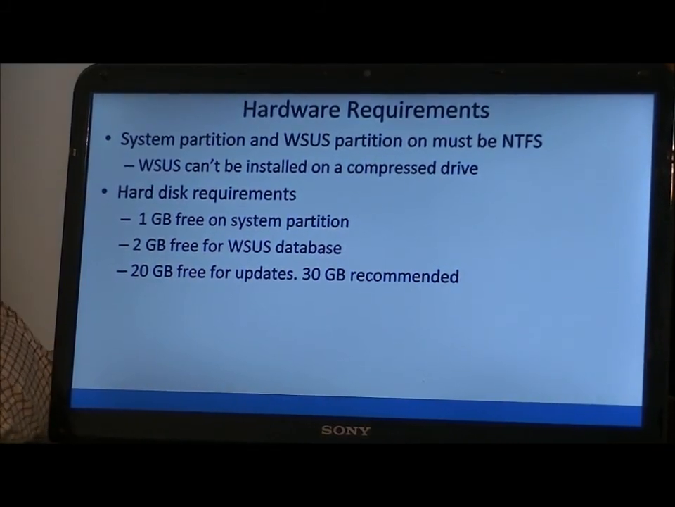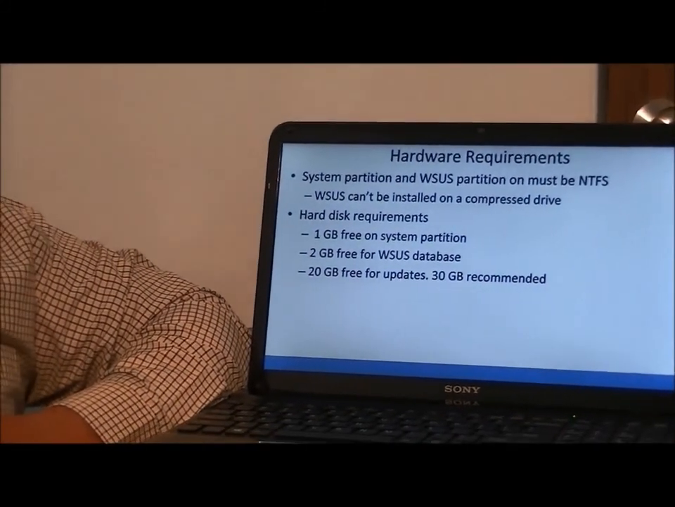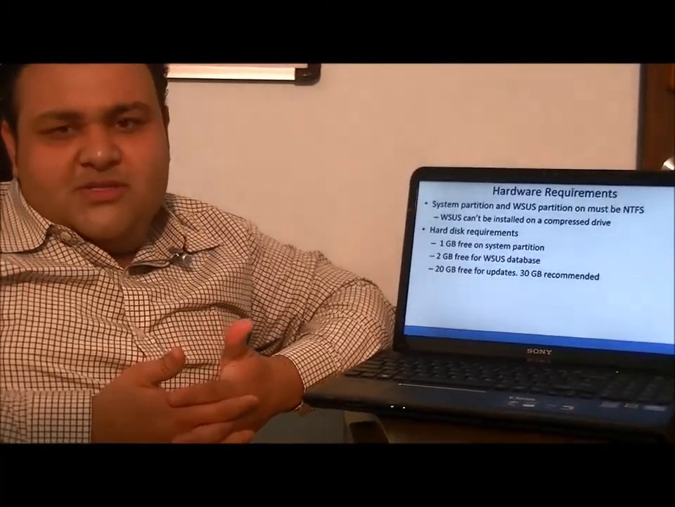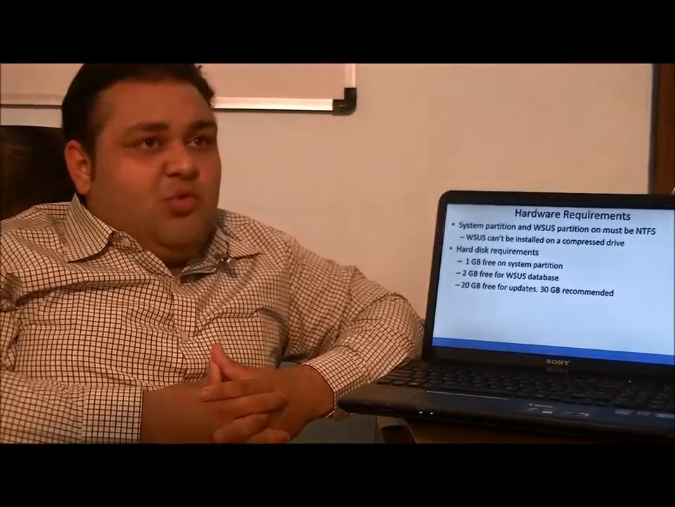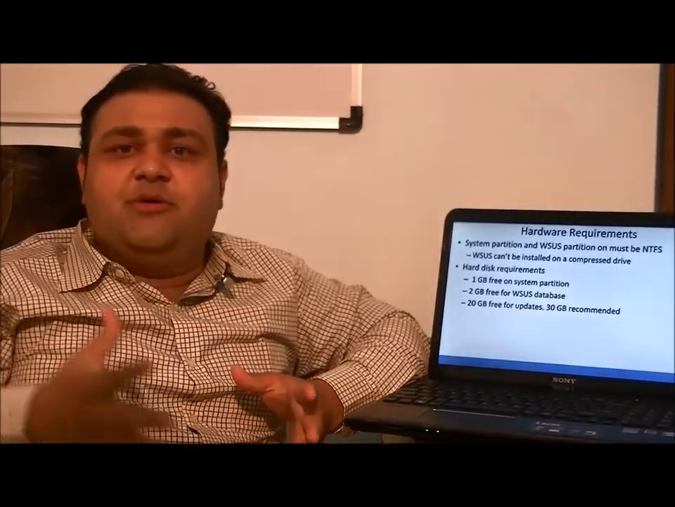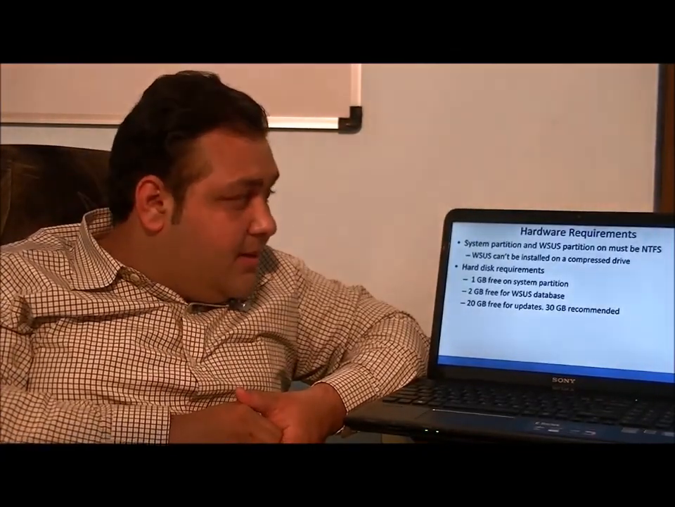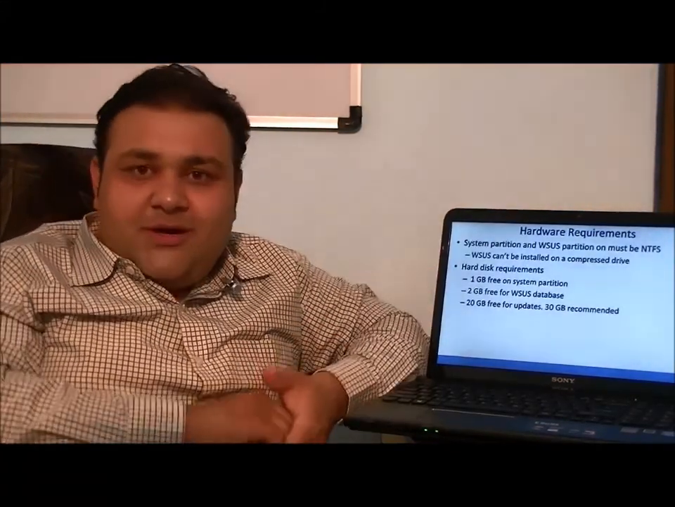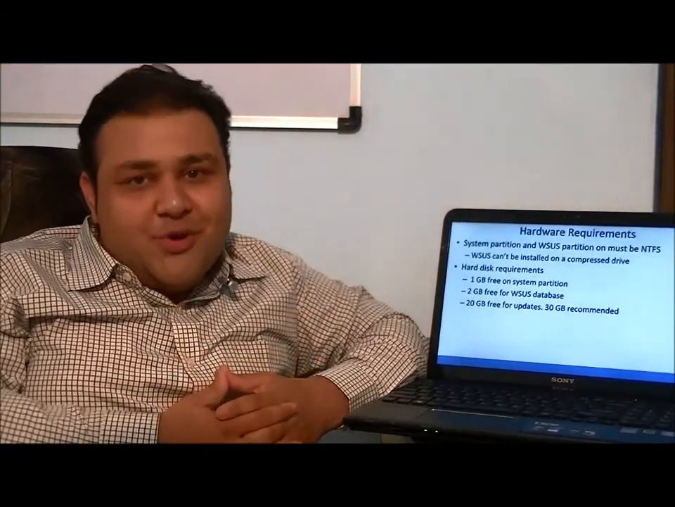Next are the hard disk requirements. The system partition should have a minimum of 1 GB of free space. For the WSUS database, we should have a minimum of 2 GB of free space. And finally, 20 to 30 GB of free space is recommended on the system for future new updates which will be stored regularly. There is one more point: WSUS should not be installed on compressed hard disks. If we follow these prerequisites, then we will not face any errors or problems during installation of WSUS.